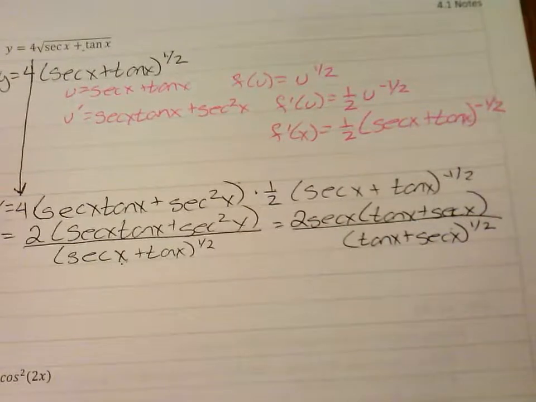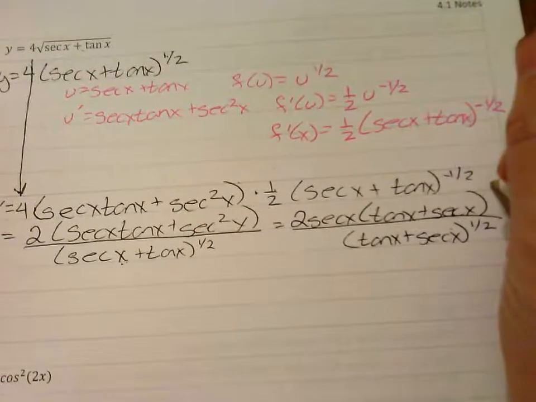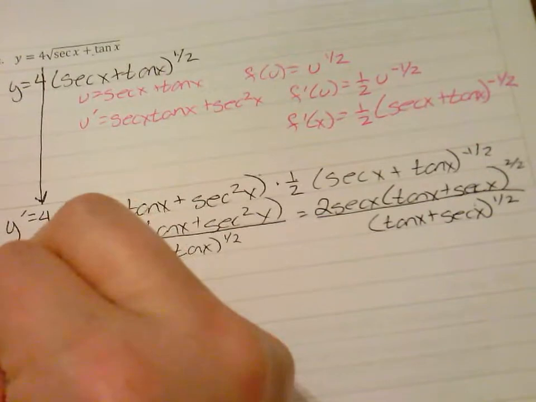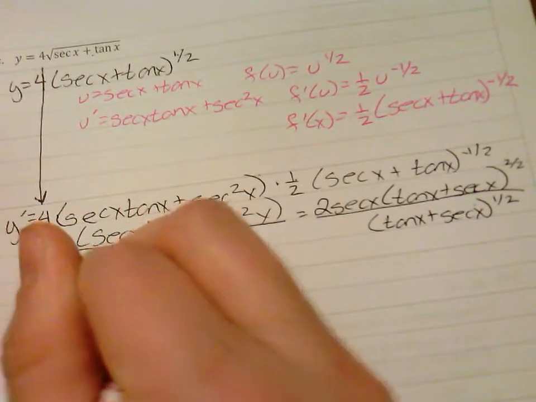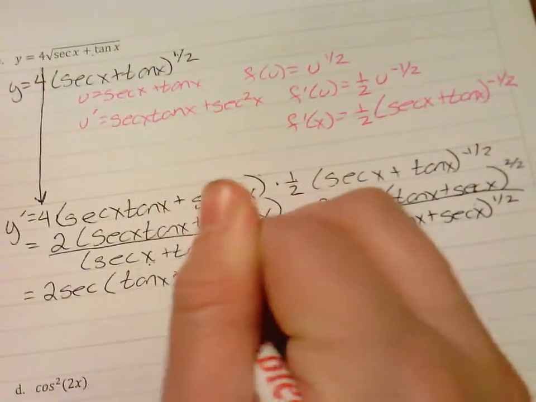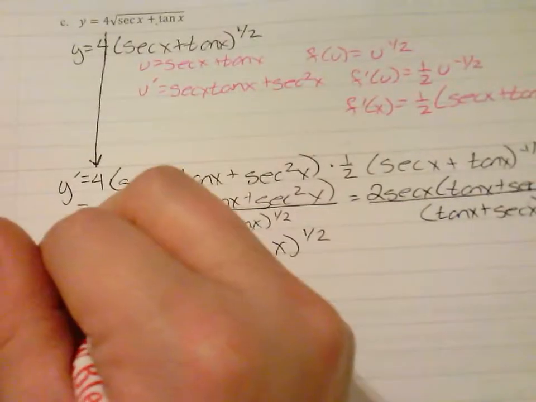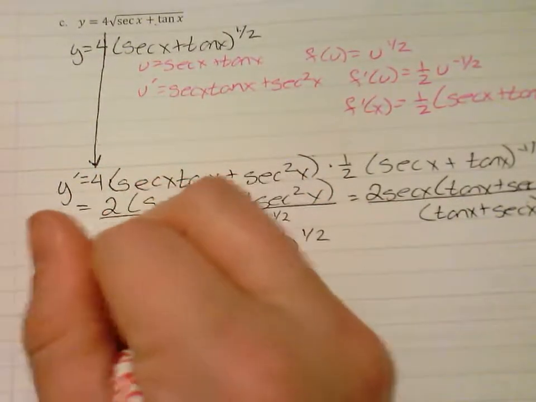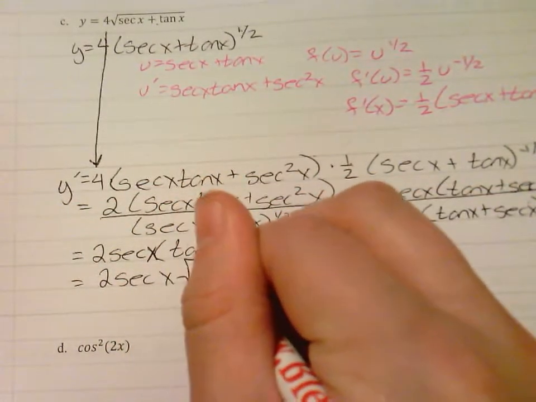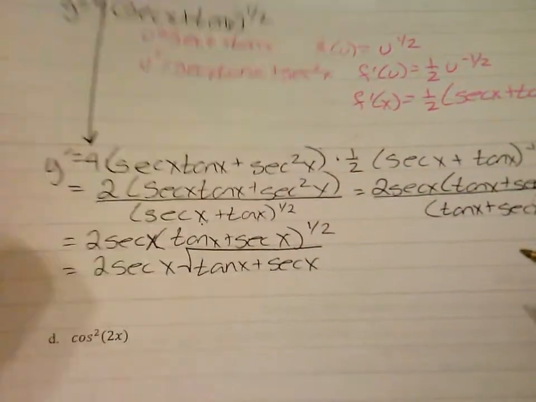So that's going to be 1 minus 2 over 2. So we have 2 over 2 minus 1/2, which is going to be 1/2. So you're going to have 2 secant x tangent x plus secant x to the 1/2. Oops, there's an x. Equals 2 secant x times tangent x plus secant x. So some algebra came up in there.